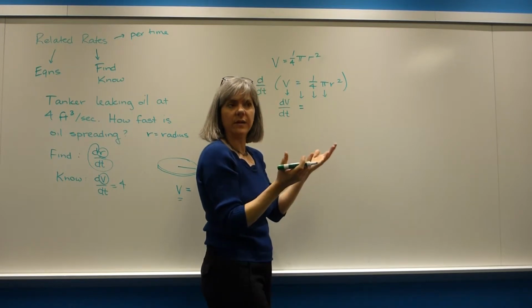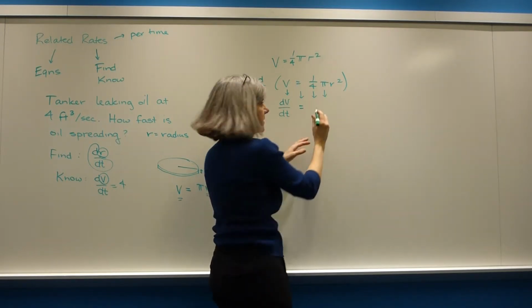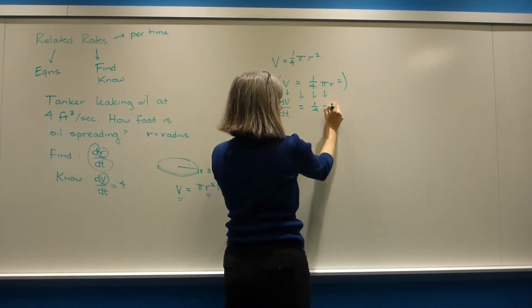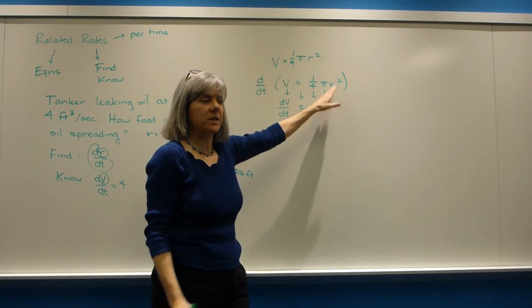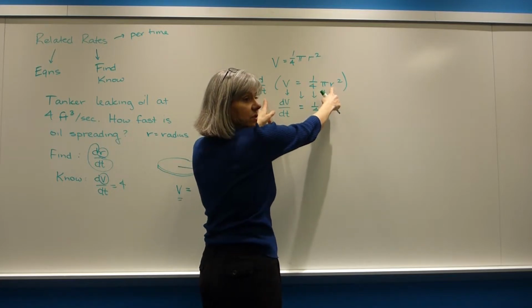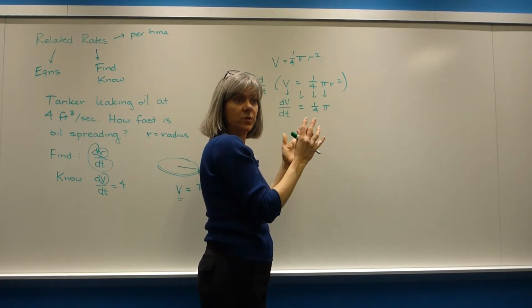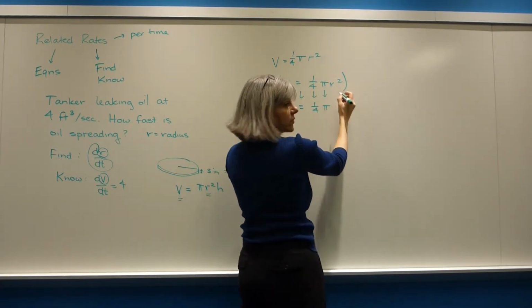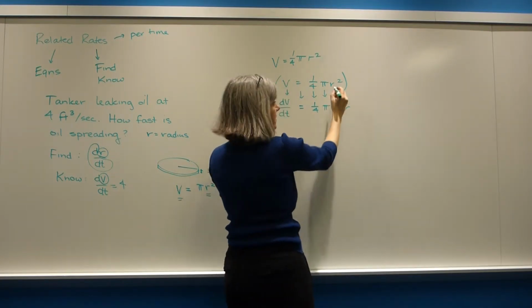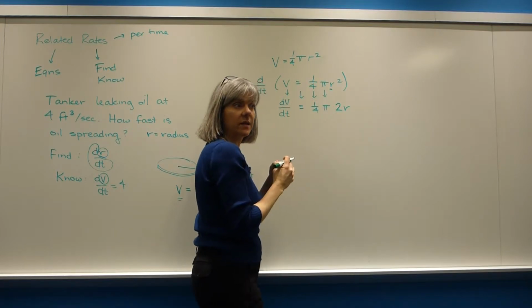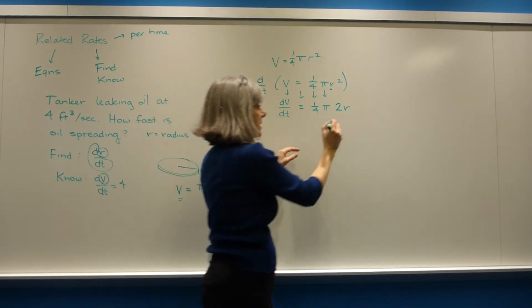One quarter and pi, those just carry through as multipliers, so let's just write those down. Now, what's the derivative of r squared with respect to t? These don't match, so it's a chain rule situation. So I'm going to say the derivative of r squared is 2r times the derivative of the inside with respect to t, so dr/dt.